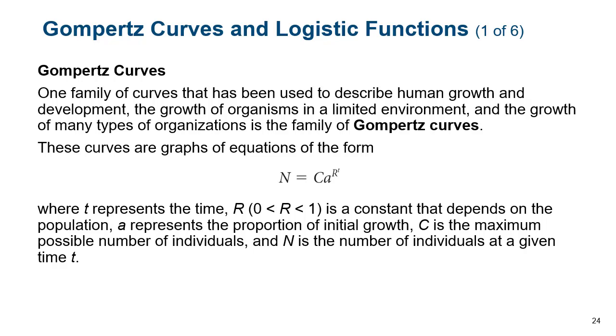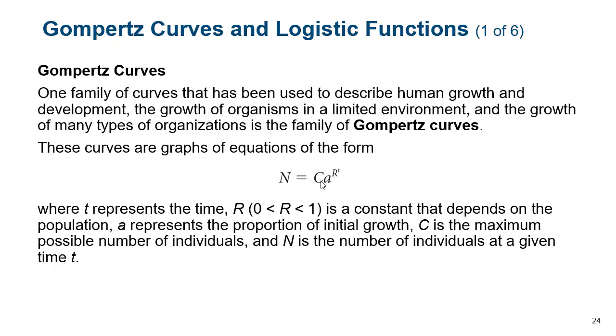So these curves are graphs of the equation of the form N equals C times A to the R to the T, right? So instead of R times T, R is being raised to the power of T, where T represents time, R is a fraction between 0 and 1, and it's a constant that depends on the population. A represents the proportion of initial growth, and C is the maximum possible number of individuals, and then N is the number of individuals at a given time.